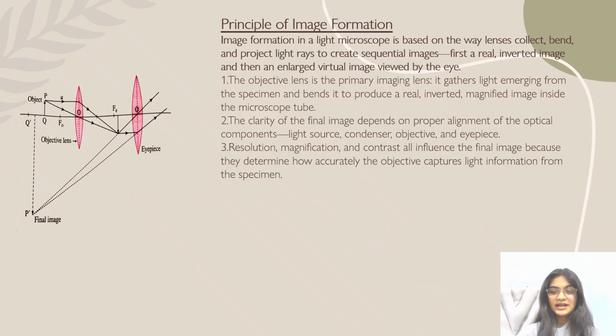Image formation in light microscopes occurs in stages. First, light from the specimen enters the objective lens, forming a real inverted image. This image is then magnified by the eyepiece into a virtual image visible to the observer. Proper alignment of the optical components is essential for accurate image formation.